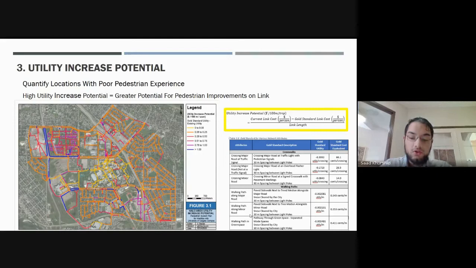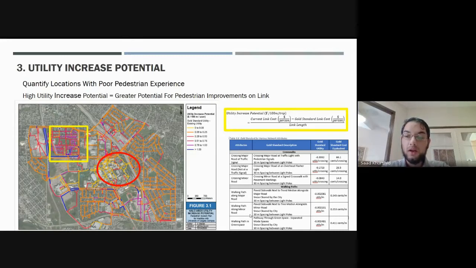The map on the slide shows the utility increase potential of all the links in our study area. The lower utility increase potential, or the best current pedestrian experience, is shown in yellow and is clustered in the area around the University of Calgary, as outlined by the red circle. Paths in the University of Calgary tend to have good lighting, tend to be in good conditions, theoretically have good snow clearing, and tend to have utility increase potentials below 5 cents per 100 meters per trip.